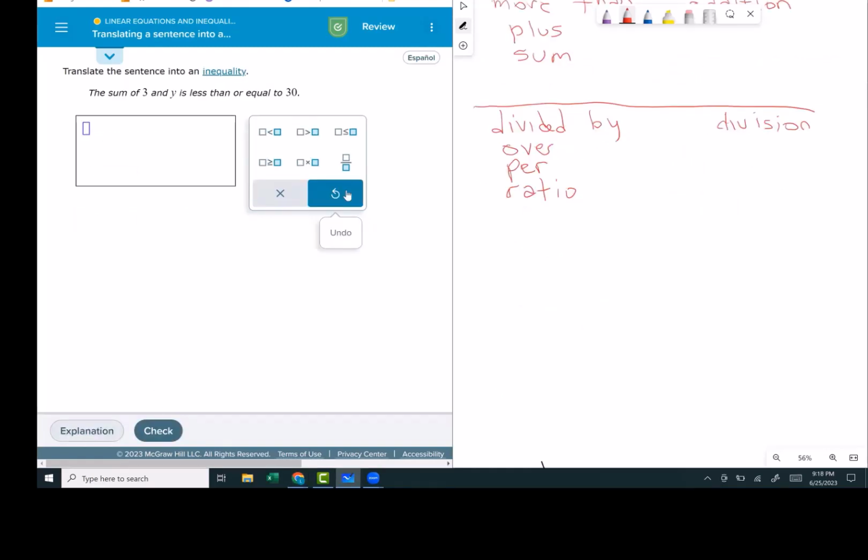Translate the sentence into an inequality. The easiest way, in my opinion, that you don't have to go around with alligator fingers is always remember, if I have that symbol, would you say that this is the smaller side of the symbol? Yes. And would you say that this is the bigger side of the symbol? Yes. That's all the clues you need.